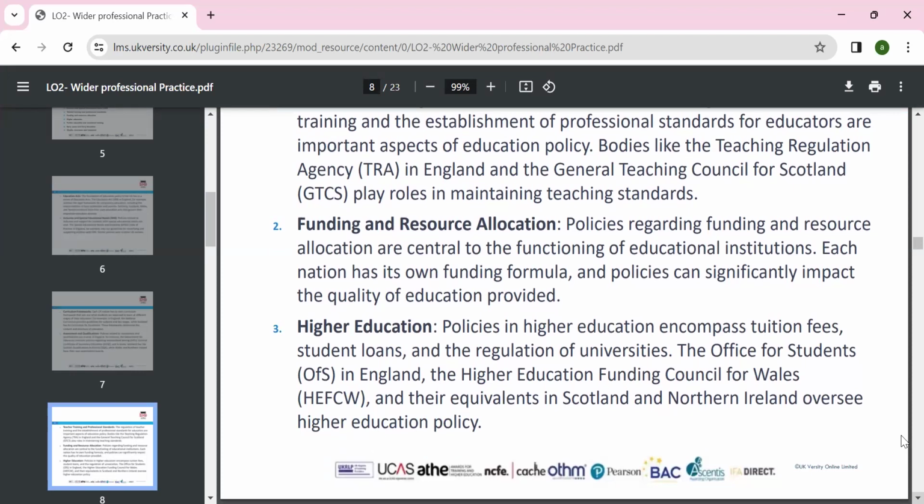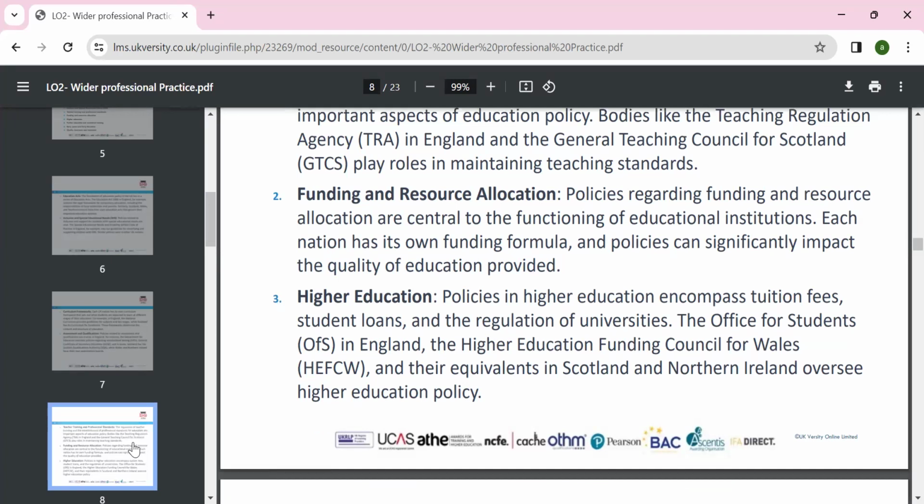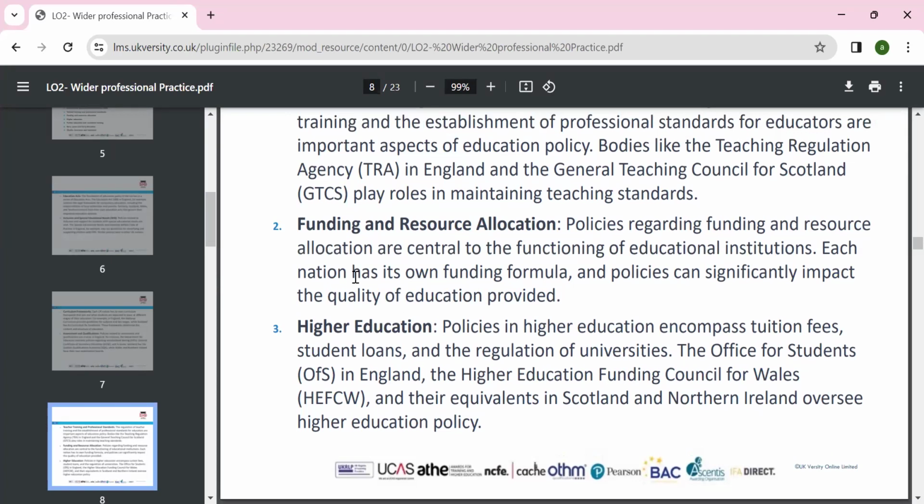tuition fees, student loans, and universities. So these are all fund allocations, and of course, there are a lot of other funds nowadays for deprived areas, like areas where education is quite low and employment opportunities are low. So the government is putting a lot of emphasis on this and funding is available in those areas as well. Okay, so we can look at the funding for higher education.